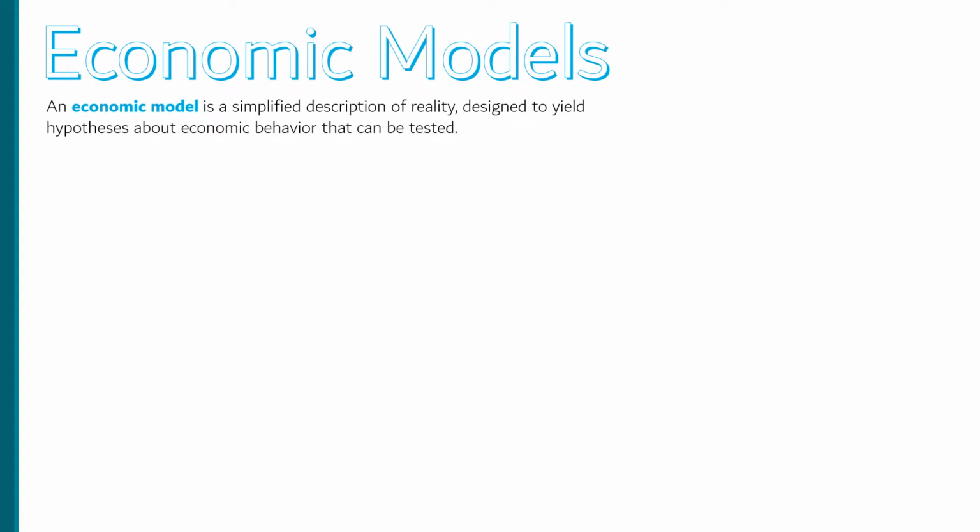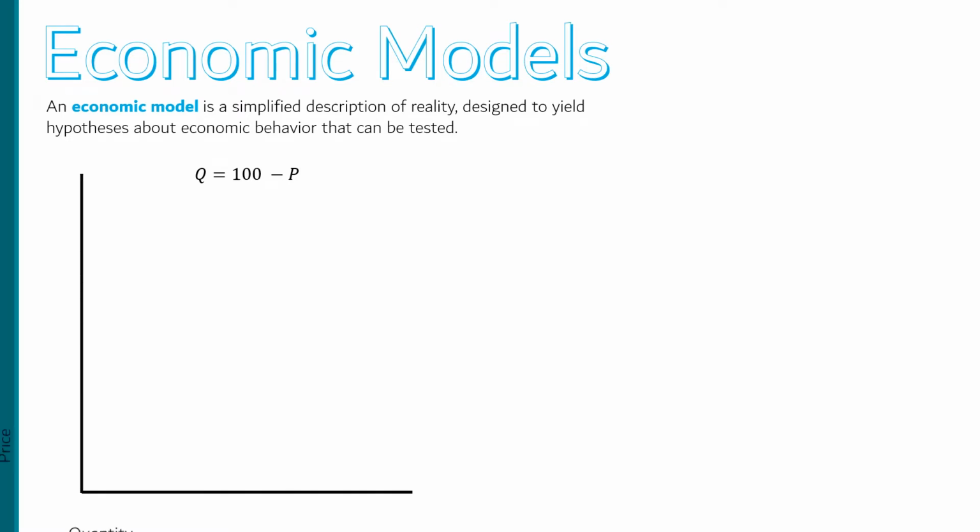An economic model is a simplified description of reality designed to yield hypotheses about economic behavior that can be tested. Often, these economic models are expressed as mathematical equations. For example, I might have a model to describe how many units of a product we will sell depending on the price we charge for it. Perhaps my model is that the quantity sold, Q, is equal to 100 minus the price charged, represented by P.